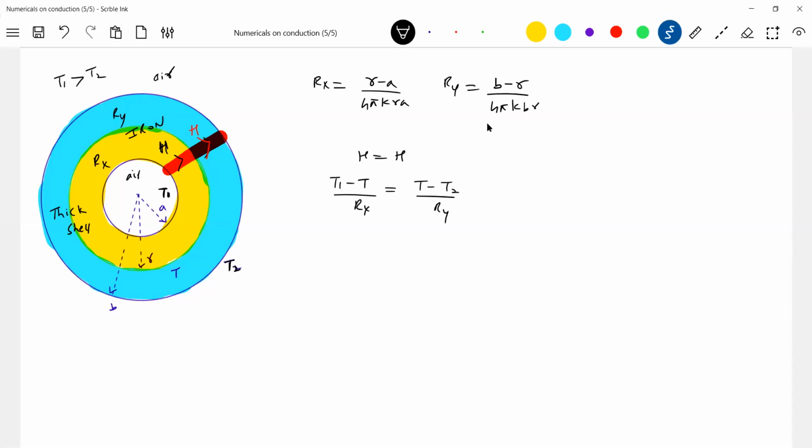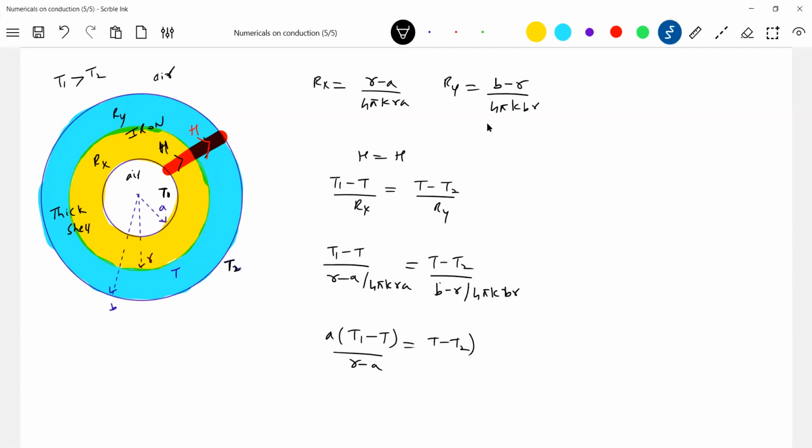Okay, so let's substitute Rx. What is Rx? R minus A by 4 pi K RA. The same procedure. So 4 pi K gets eliminated. So A into T1 minus T by R minus A equals T minus T2 into B by B minus R. Solve for T as a function of R, you will get the required answer.